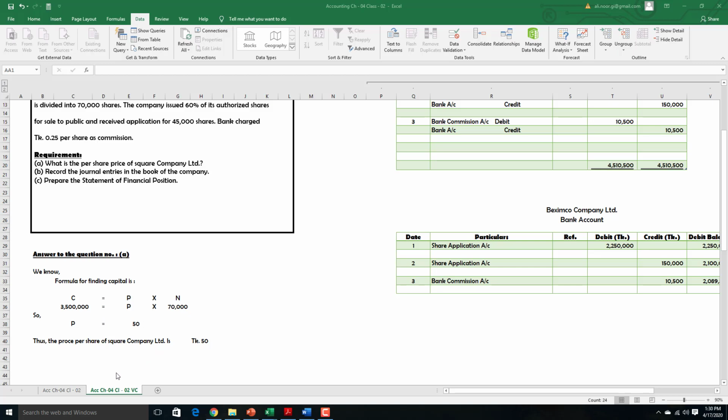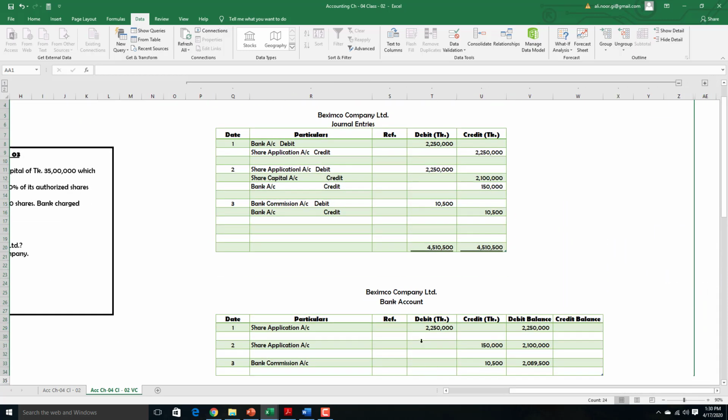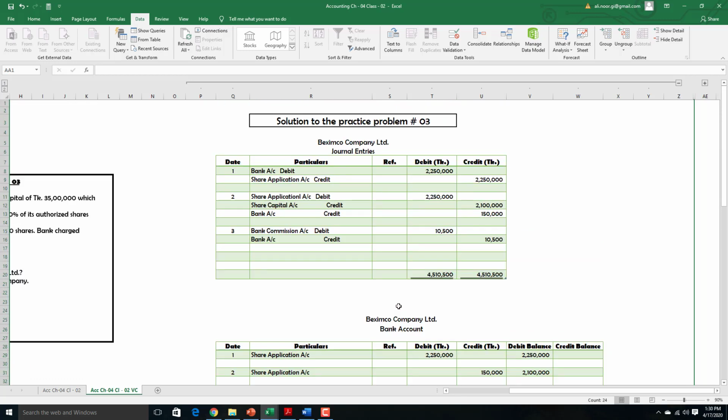Let's move on to the right side. Here I have already prepared journal entries and the bank account, because I showed how to do this in class 1, so I'm not going to do this again, because in this lecture our main concentration is how to prepare the financial statement of the company, that is the financial position of the company.